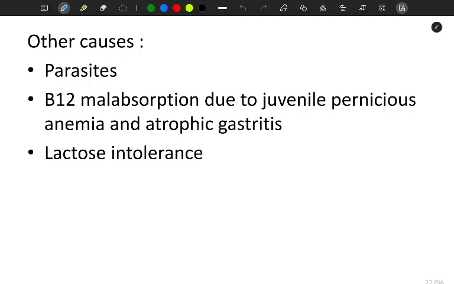Other causes, parasites. We mentioned B12 malabsorption, juvenile pernicious anemia, atrophic gastritis. If you have any questions about that, just ask. I assume that you understand what I'm talking about with juvenile pernicious anemia and atrophic gastritis, which are autoimmune diseases. You can ask now or later. Lactose intolerance, lactase, and disaccharidase, enzymes that will digest and absorb.